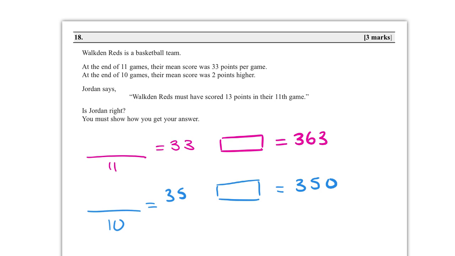Jordan says Walkden Reds must have scored 13 points in their 11th game. Okay, what's the difference in score between 350 and 363? 13. So is that right? Is the 11th game 13 points? Yes, so now you need to write a sentence. Yes, Jordan is correct because the difference between the sums of the scores is 13. So he must have scored 13 points in the last game.